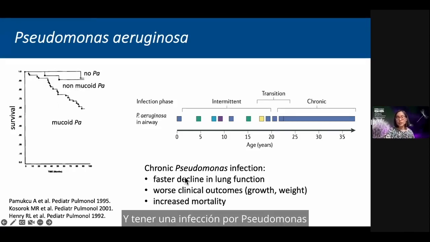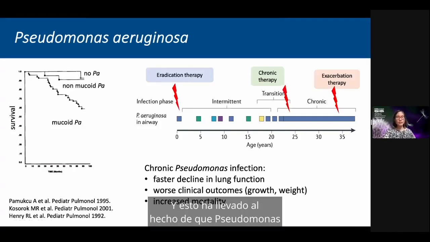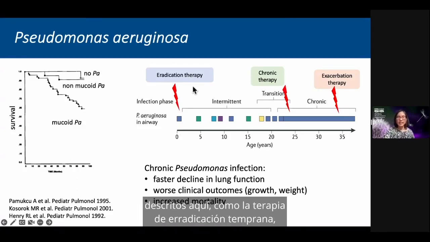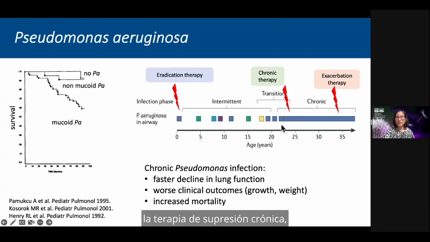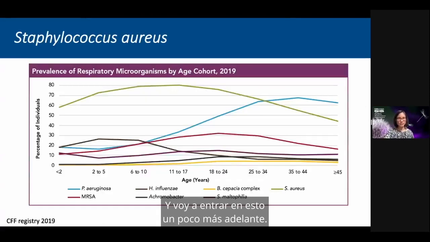And having Pseudomonas infection is associated with worse clinical outcomes, such as lower growth and weight, as well as increased mortality. And this has thus led to the fact that Pseudomonas has been a major target of multiple types of therapy outlined here, such as eradication therapy early on, chronic suppressive therapy, as well as therapy during exacerbations. And I'm going to go into this a little bit later on.